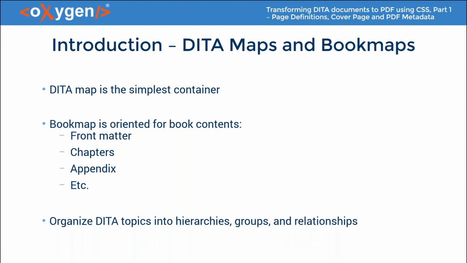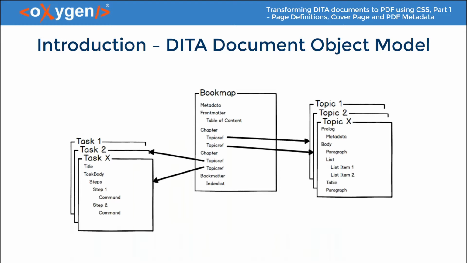The scope of those two documents is to organize all the topics into a hierarchy or into subgroups, and most important, to keep relations between them. Are they child, parents, parts, chapters, etc. This is a small schema explaining how the book map works. I take the book map as an example because it's the most complete one.